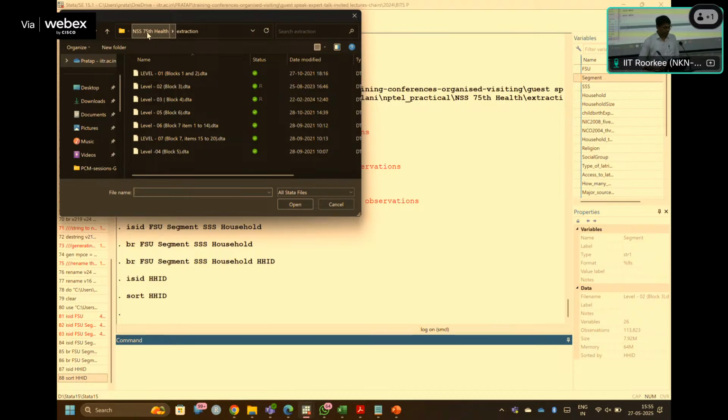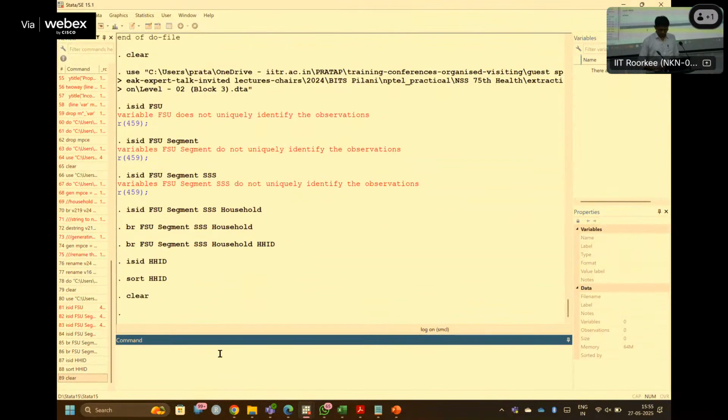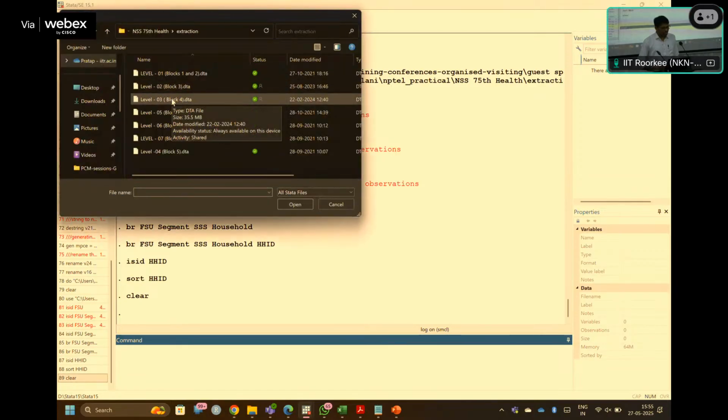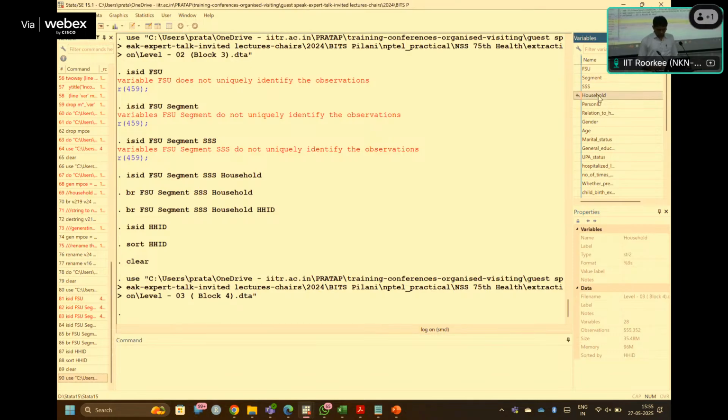Getting number, element group family. Element, present symptom number. This is level number 3. Level number 3 is individual file, carrying individual information, like starting from relation to head, person ID, then relation to head, gender, age, marital status, all sort of things. In my file, that is the level 3.